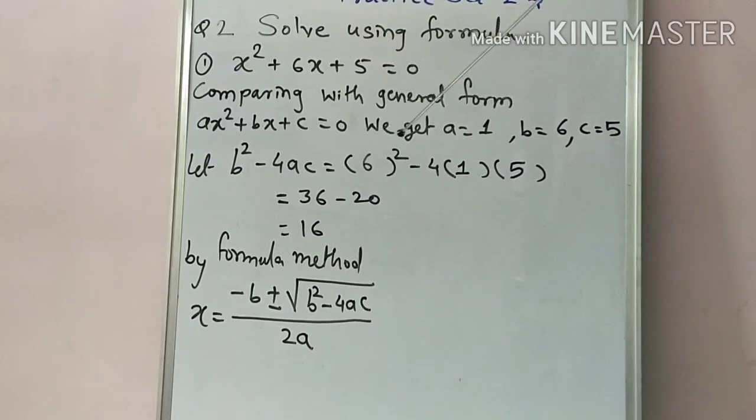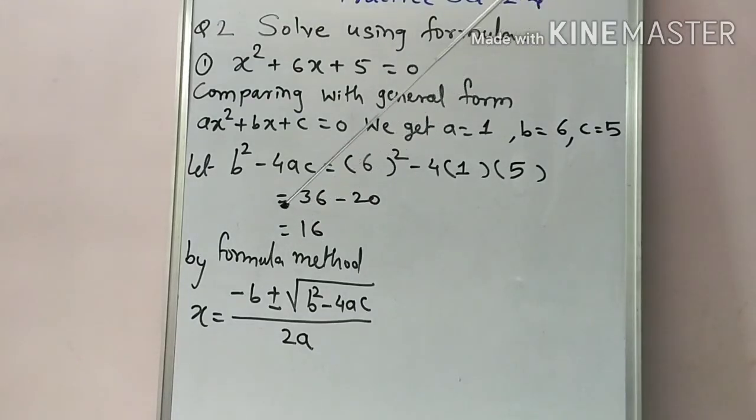Is it correct? b square means what? Square of b means 6 minus 4 into a means 1 into c means 5. Okay, square of 6 is 36, minus sign as it is, and the product 4 into 1, 4 ones are 4 and 4 5s are 20. Okay, but be careful, if either the value of a or c is minus, then you get a plus sign over here. Okay, so confirm the sign before you do this product. Okay, students, and that subtraction value we get as 16.